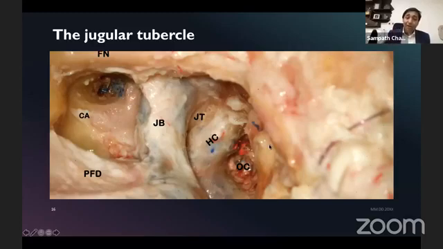Now we're going posterolaterally, okay? So this is what is called a transcondylar extension of the infratemporal fossa approach, as described by Professor Mario Sanna. So the jugular process is completely removed. Only then do you see the hypoglossal canal, and then superiorly is the jugular tubercle.